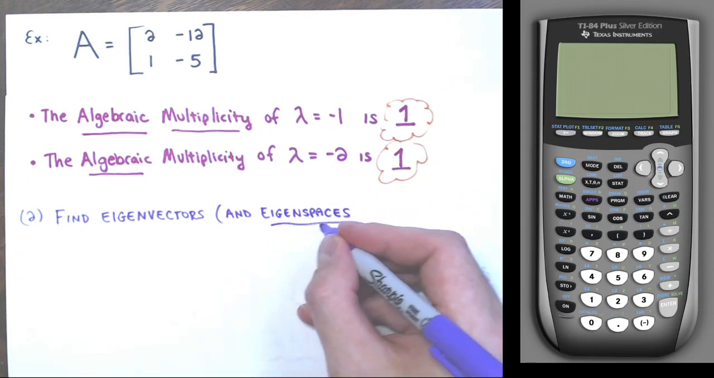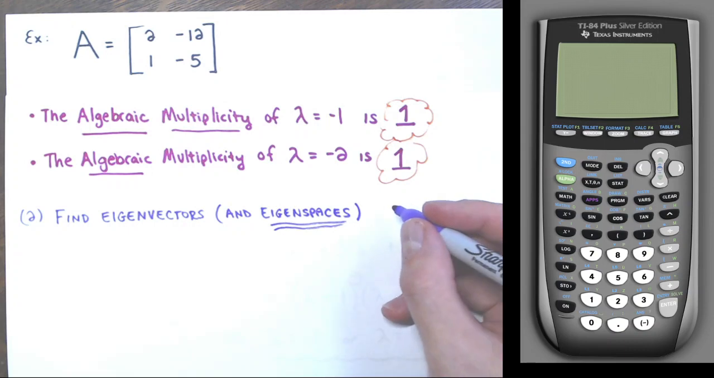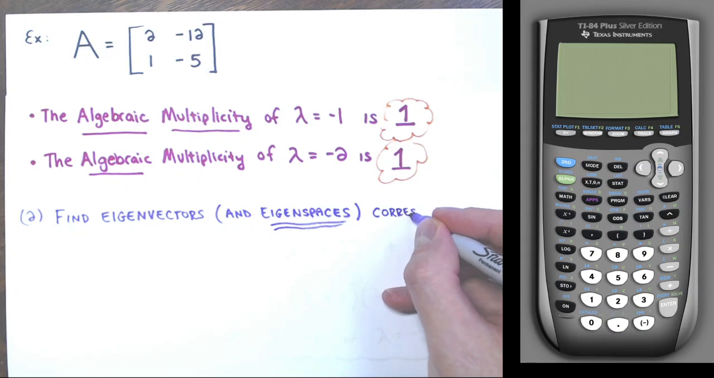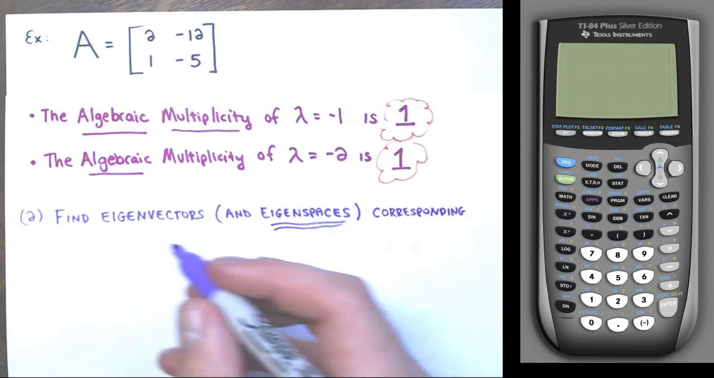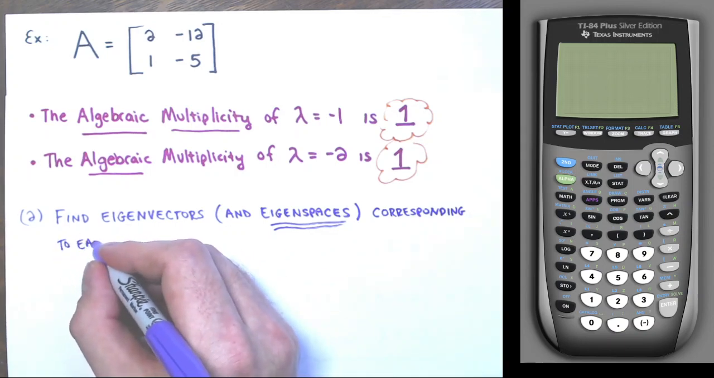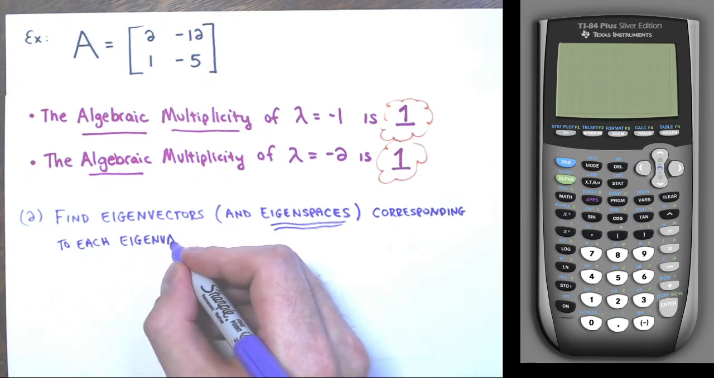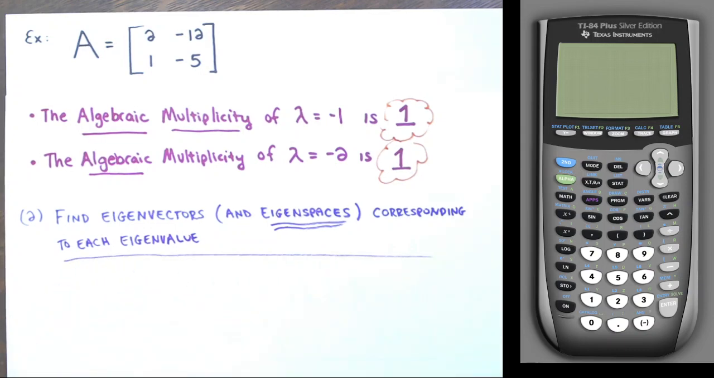Really, I'm going to focus mostly on the eigenspaces, because if you know the eigenvectors, you just add the zero vector to that set and then you've got the eigenspace. So find the eigenspaces corresponding to each eigenvalue. I'm going to start off with lambda equals negative 1. All right, how about that?